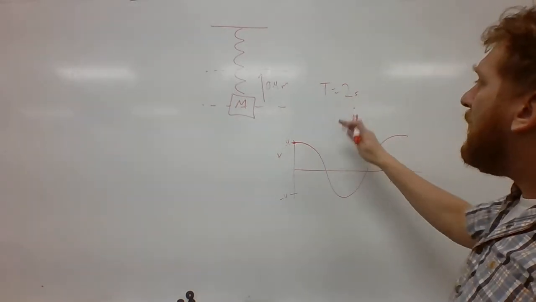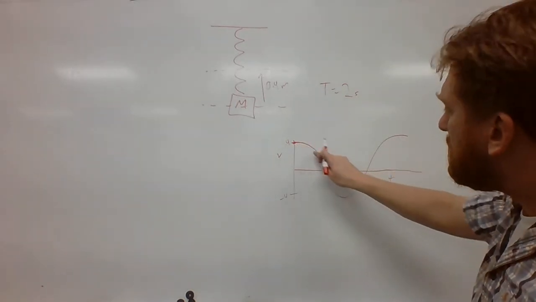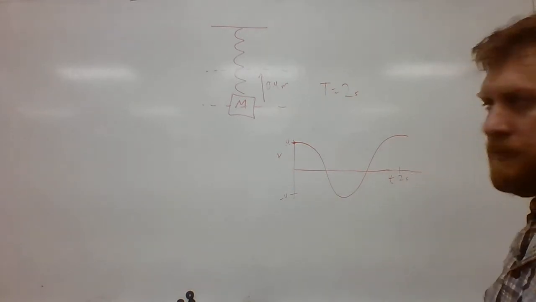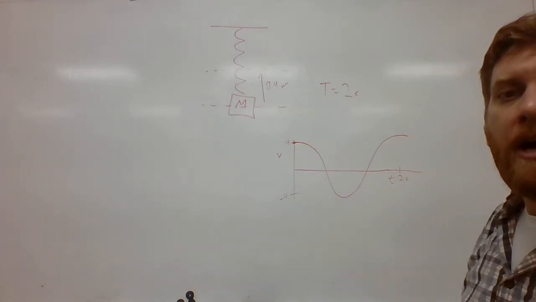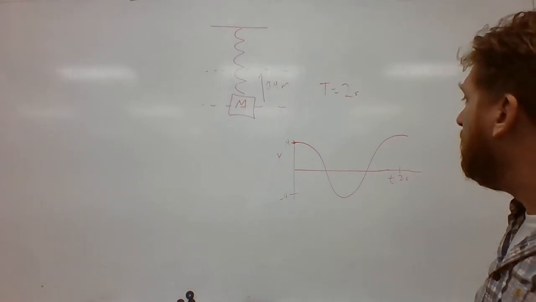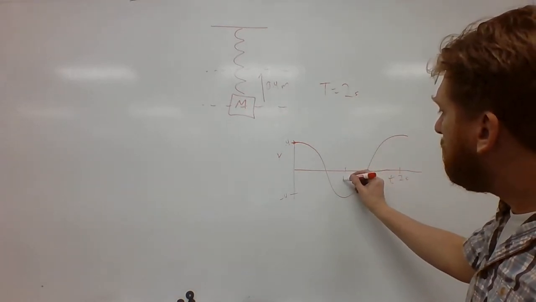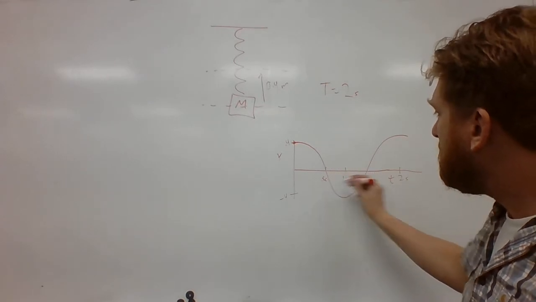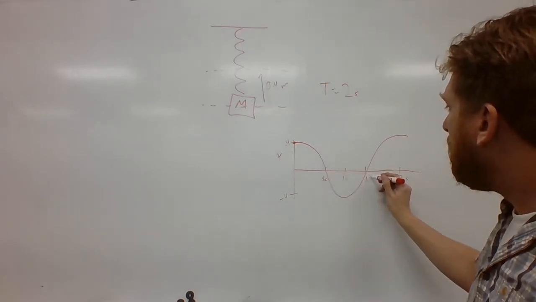I also tell you that the period of one oscillation, that means starts up here, goes down here, and up here, is 2 seconds. I'm done drawing the graph. That's all you need. I can also break this up or write other values on the x-axis. This is 1 second, 0.5 seconds, 1.5 seconds.